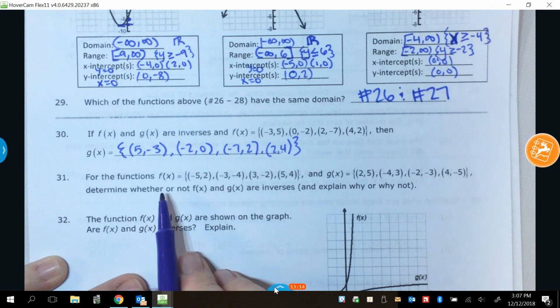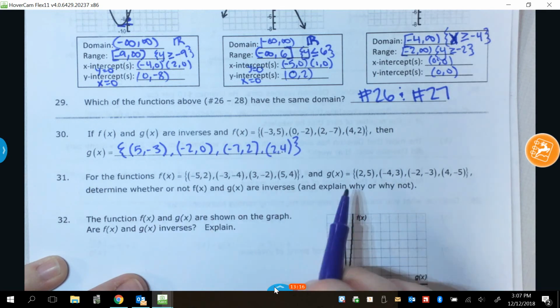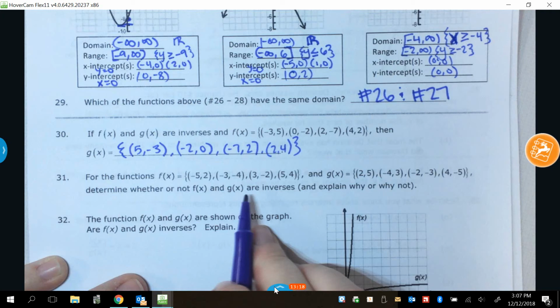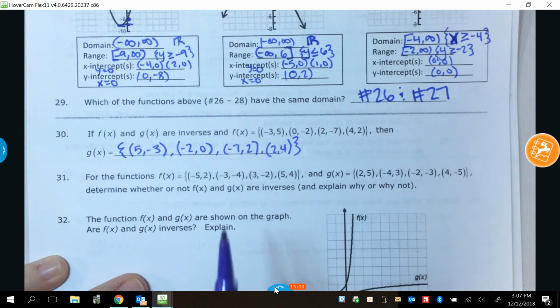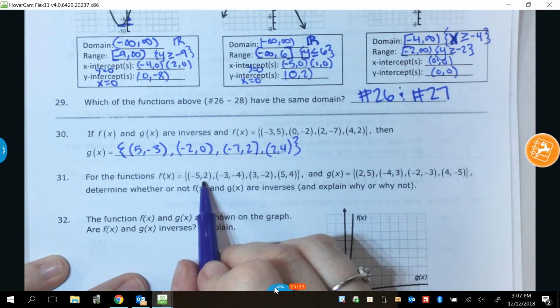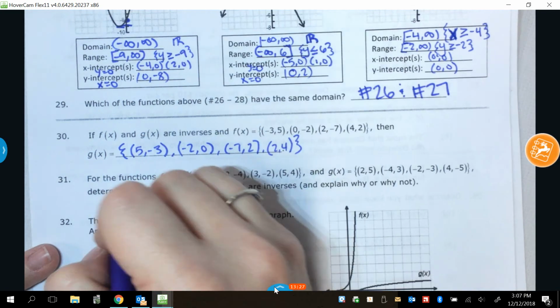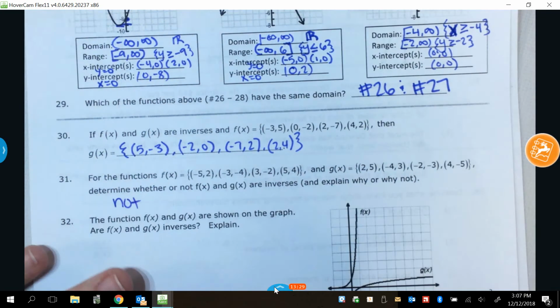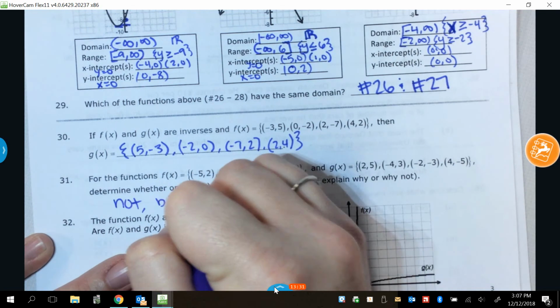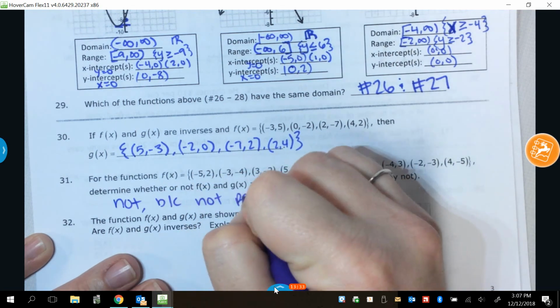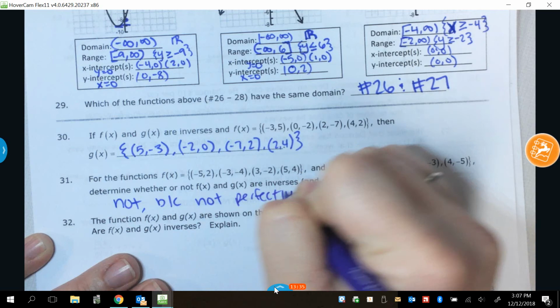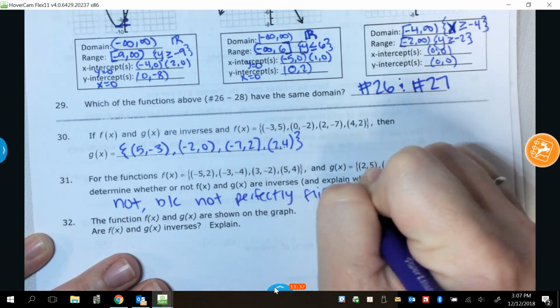Now it says, for the function f of x, we have this and we have this. Determine whether f of x and g of x are inverses. Sorry, I couldn't read for a second. (-5, 2) flipped would be (2, -5). Is this (2, -5)? No. So these are not inverses. We don't even need to keep checking because it's not perfectly flipped. There were sign changes.